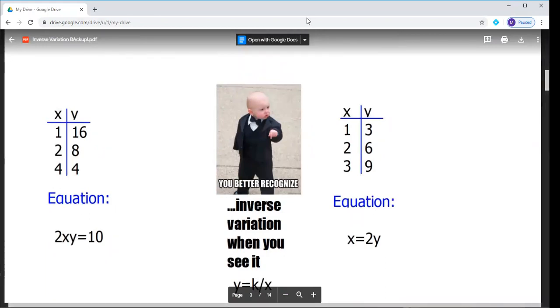We have a point, where's my annotate, there we go. We have a point xy, 1, comma, 16, and we have a point x1, y1, 2, comma, 8. This says that xy is going to be equal to x1, y1. That means 1 times 16 will equal 2 times 8. And it does. That's all that fancy thing is trying to say here.